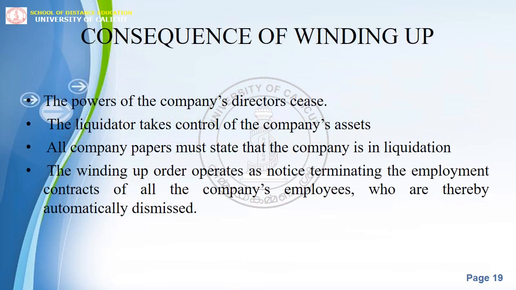The consequences of winding up include that the powers of the company's directors cease, the liquidator takes control of the company's assets, and all the company papers must state that the company is in liquidation. The winding up order operates as notice terminating the employment contracts of all the company's employees, who are thereby automatically dismissed.